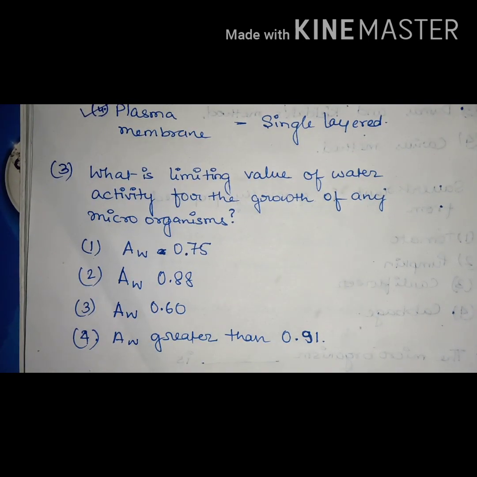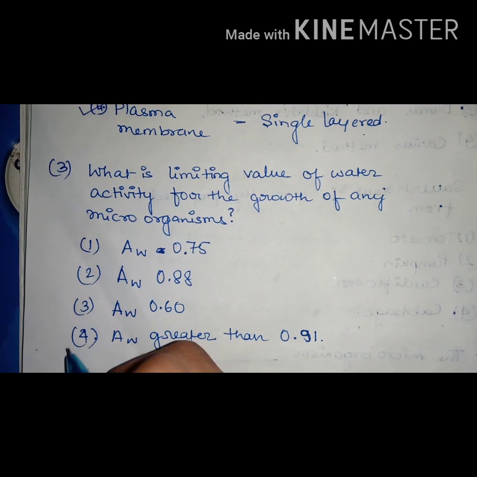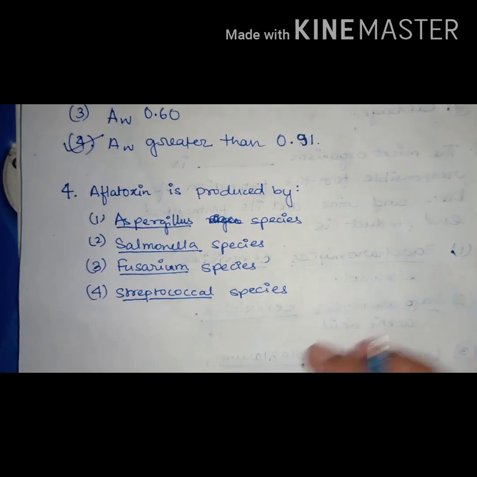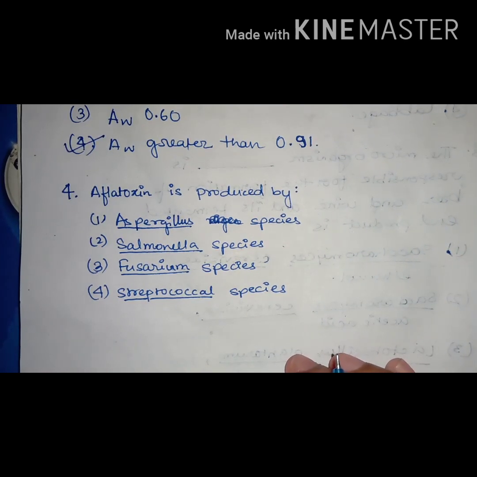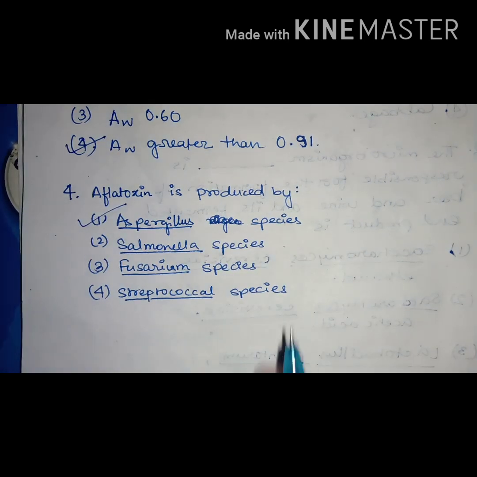What is the limiting value of water activity for the growth of any microorganism? Which means how much water activity should a food substance or any substance contain for the microorganisms to grow in it. That is, the water activity must be greater than 0.91. Next question. Question number 4. Aflatoxin is produced by. The answer is almost known to everyone. The answer is Aspergillus species.